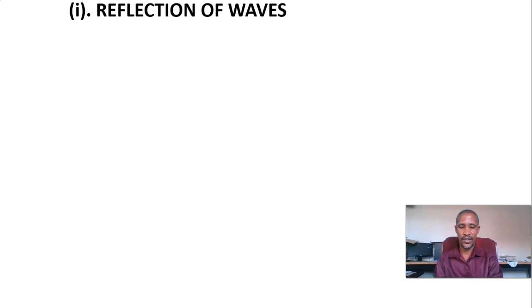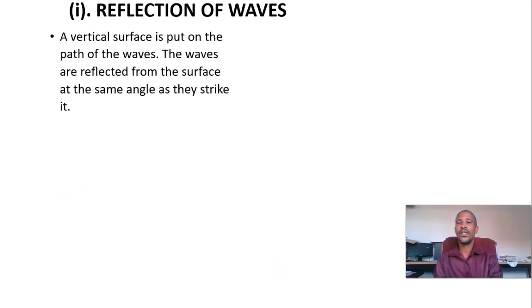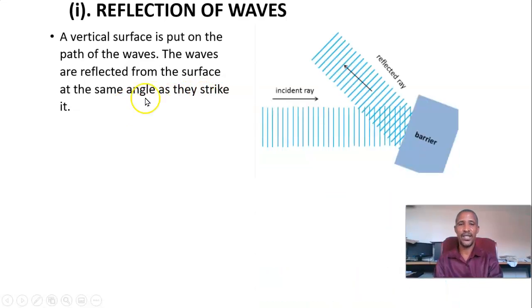Reflection of waves. A vertical surface is put on the path of the wave. The wave would then be reflected from the surface at the same angle as it strikes it. So what do we mean by this? Let's look at this diagram here.